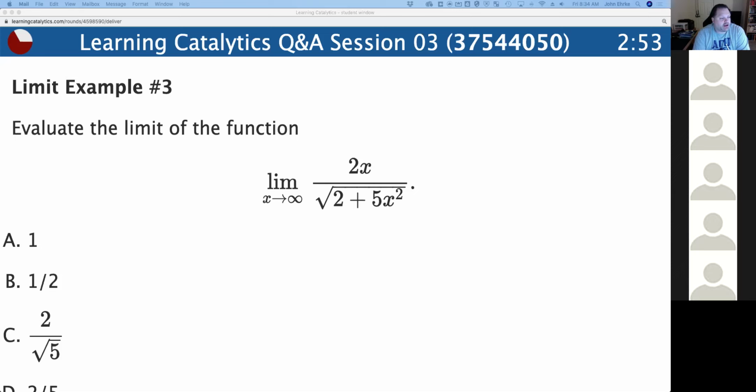Give us about another minute or so. This one could be a little tricky. Algebraically, knowing how to deal with square roots is the main thing here. This is not a problem where you use a conjugate, though.